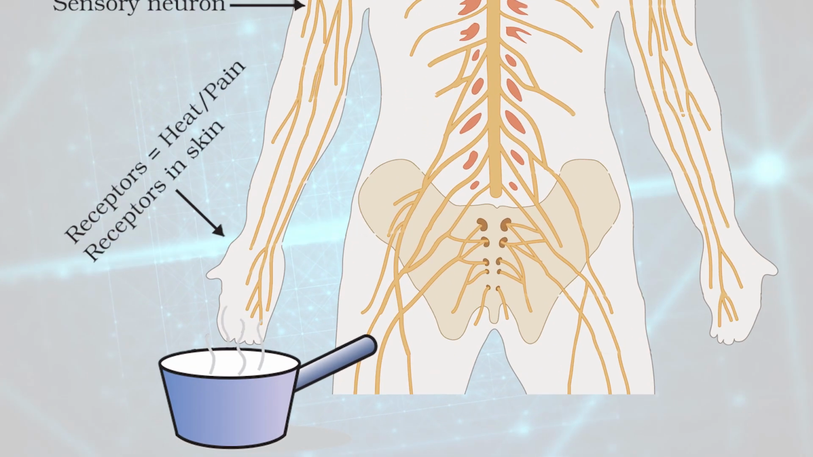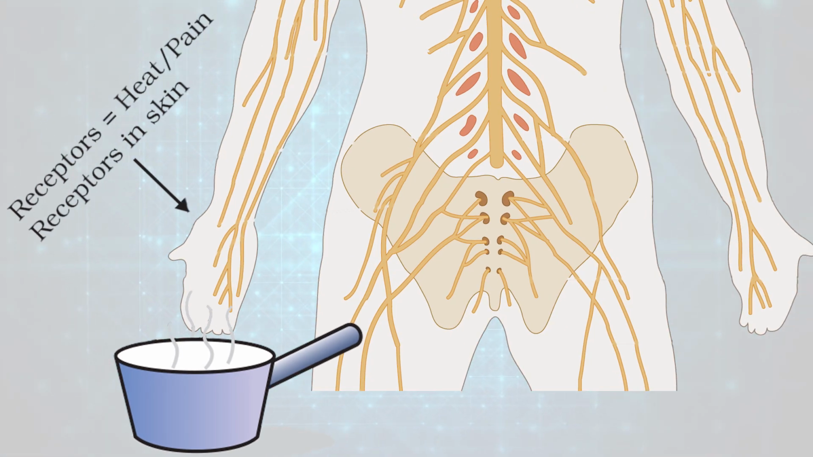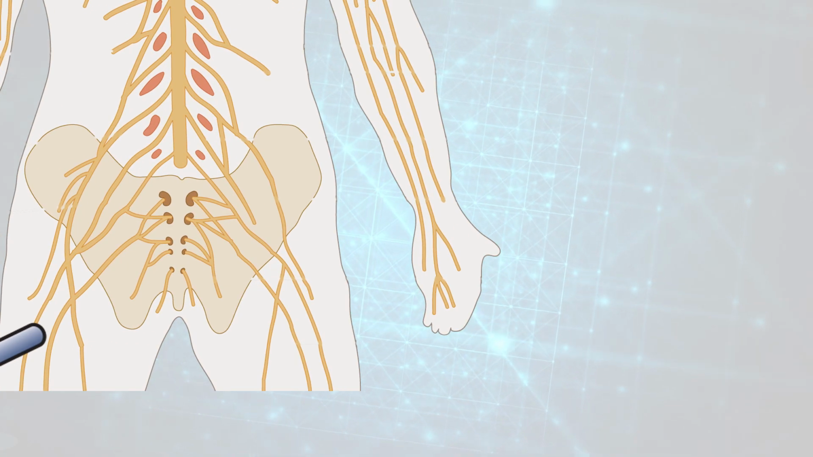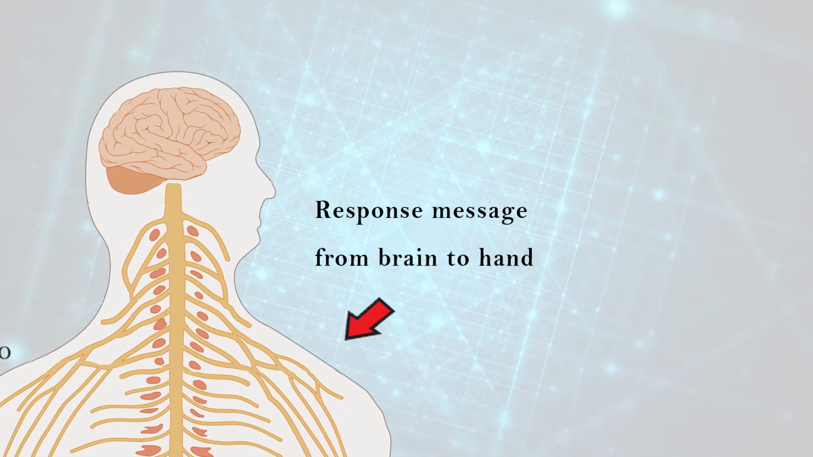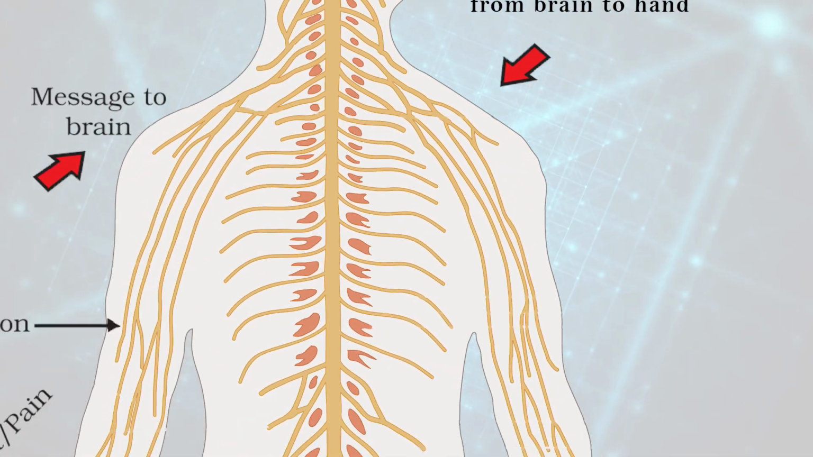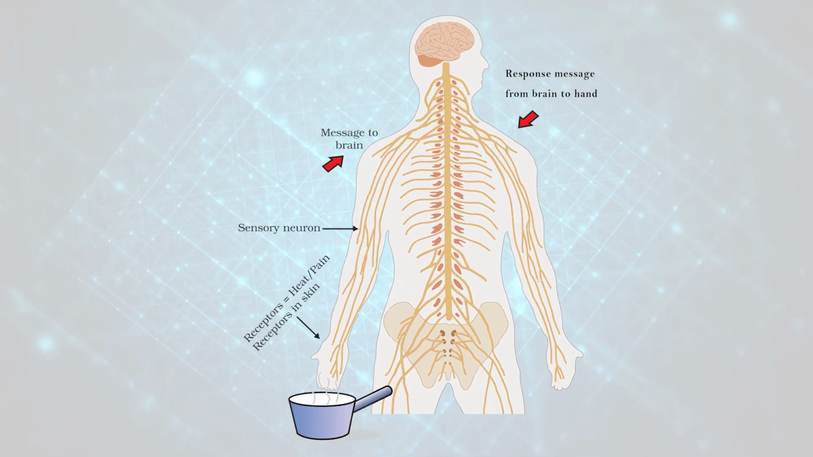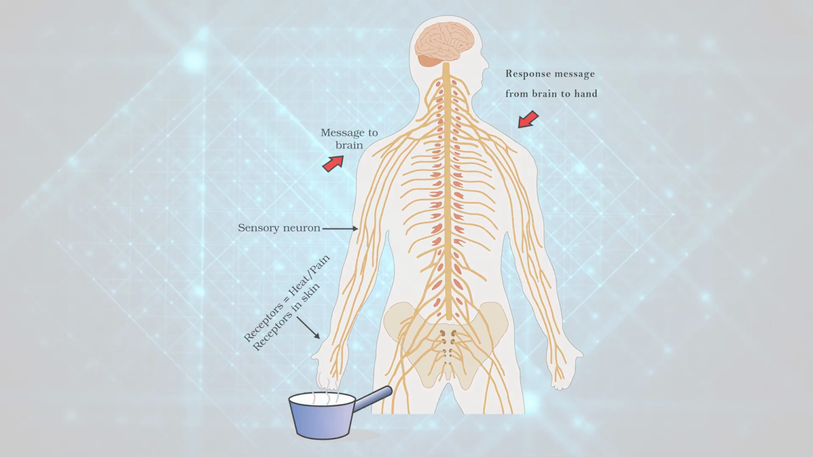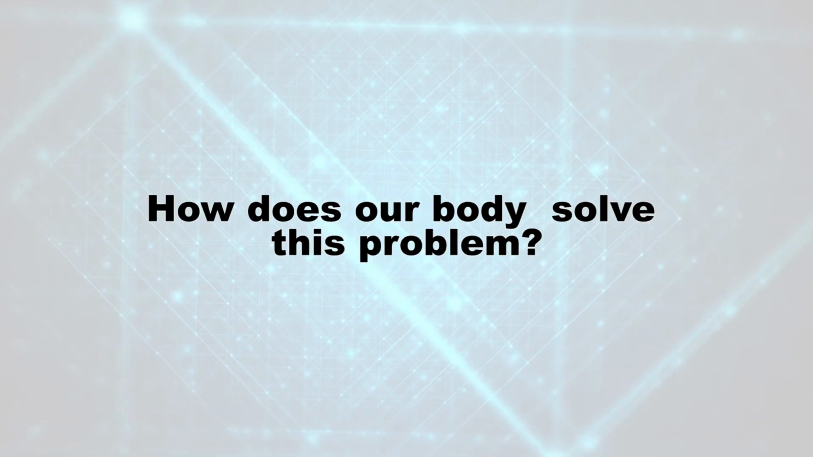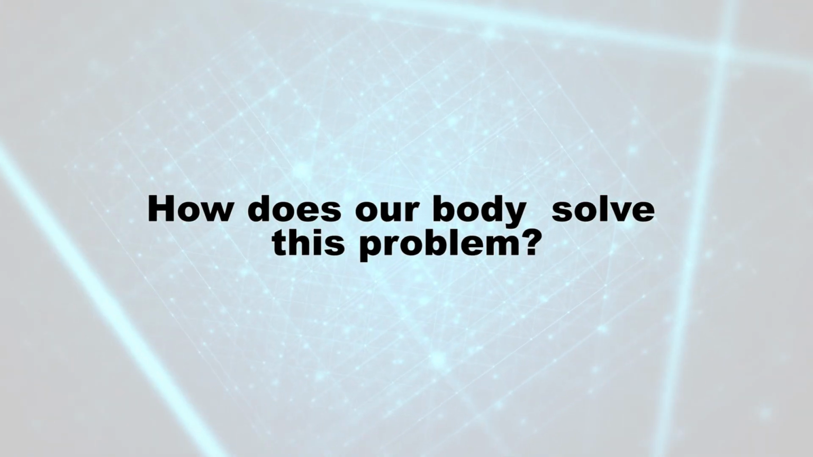Hence, receiving all these signals from various parts of the body to the brain, and from the brain to the muscles to instruct them to move, will take some amount of time, and we may get burned or pricked. How does our body solve this problem?